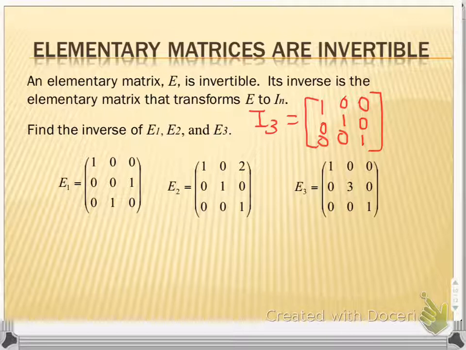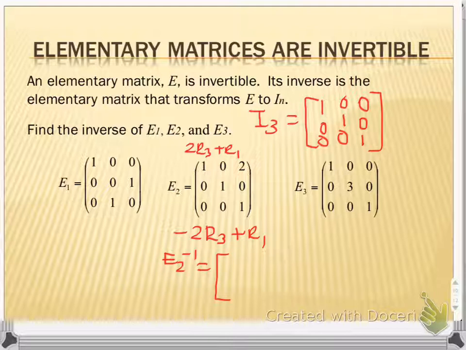So elementary matrices are invertible. An elementary matrix E is invertible, and its inverse is the elementary matrix that transforms E back to the identity matrix. I'm going to leave that first example alone, but look at the second example. Recall that we took 2 times row 3 and added it to row 1 to get that matrix. In order to take this matrix back, we need to take -2 times row 3 and add it to row 1. And remember, we're doing this to the identity matrix.